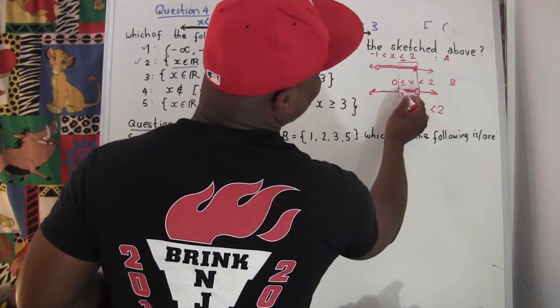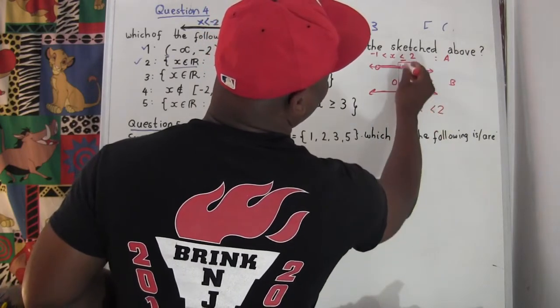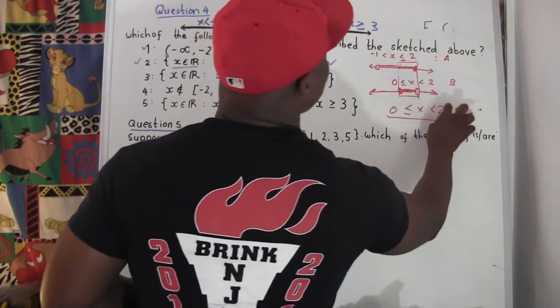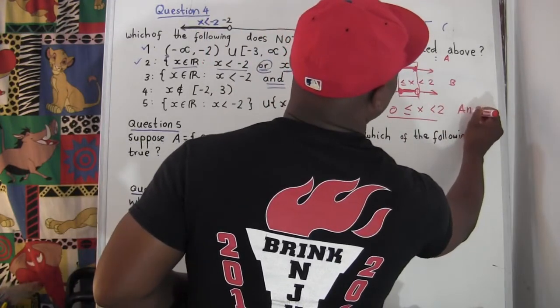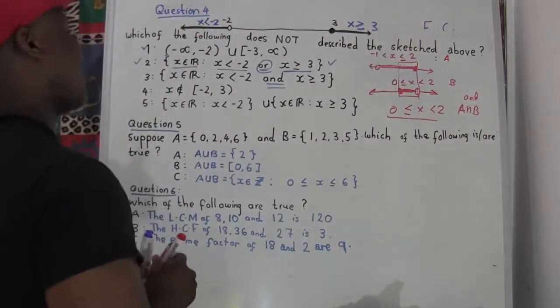So this is including, and this is on the line also. So both, x includes what? 0. So this is the intersection of A and B, and intersection means "and." In other words, you know what I'm saying, it means "and."